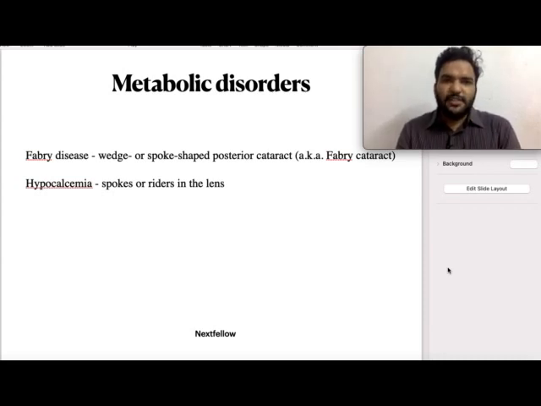So coming to the next one, which is metabolic disorders. Nothing but Fabry's disease. It causes wedge or spoke shaped posterior cataract, also known as Fabry cataract, and hypocalcemia causes spokes or riders in the lens.